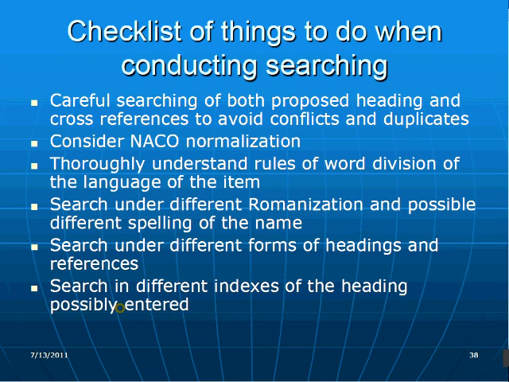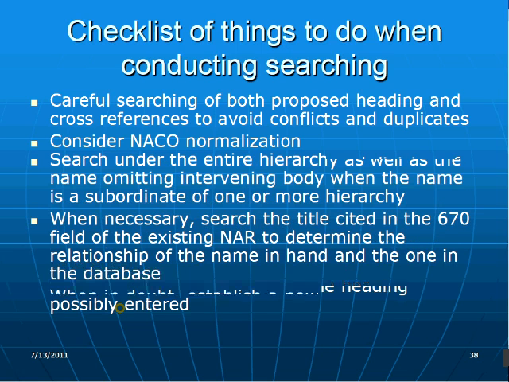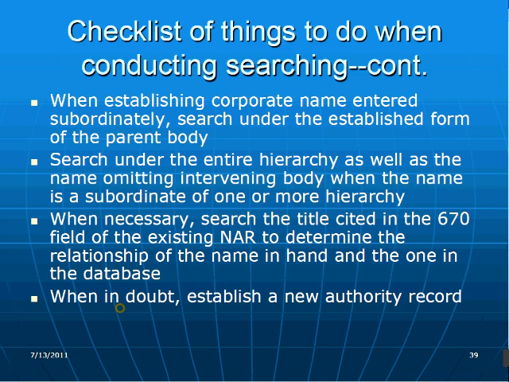All right. Then Ms. Soon provided us with a checklist of things to do when conducting searching. So this is a review in a sense. We just go over this. Careful searching of both proposed heading and cross-references to avoid conflicts and duplicates. Consider NACO normalization. Thoroughly understand the rules of word division of the language of the item. Search under different normalization and possible different spelling of the name. Search under different forms of headings and references. Search in different indexes of the heading possibly entered.